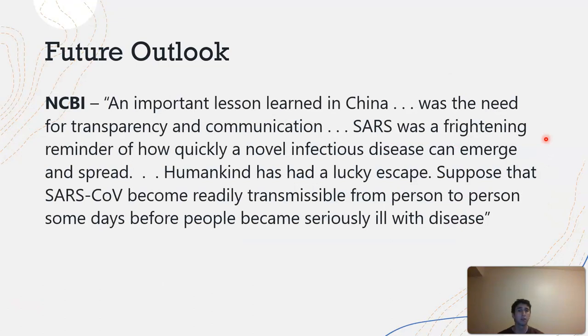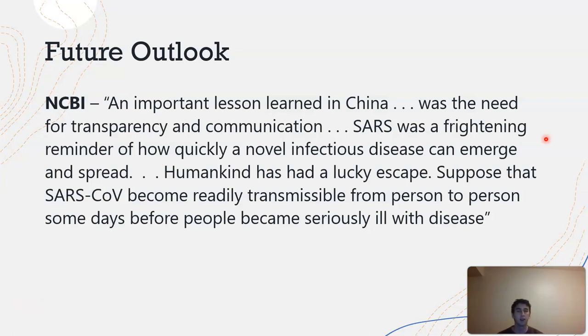Here I have a future outlook on how we respond to this, I guess. And I have a little quote from NCBI. It said, "An important lesson learned in China was the need for transparency and communication. SARS was a frightening reminder of how quickly a novel infectious disease can emerge and spread. Humankind has had a lucky escape. Suppose that SARS coronavirus became readily transmissible from person to person some days before people became seriously ill with disease."